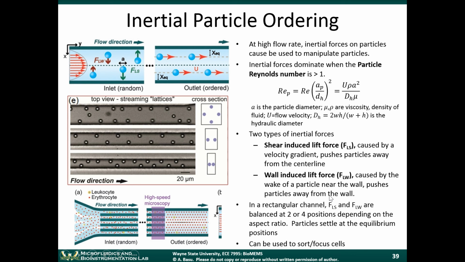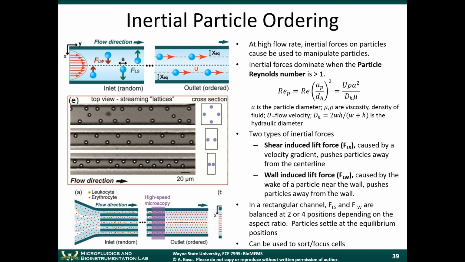You have a second type of force called the wall-induced lift force, F_LW. This is caused by the wake of a particle near the wall, and this pushes particles away from the wall. Okay, so this inertial force actually pushes the particle in the opposite direction. So you can see that there's two forces at work here. The wall-induced lift force is most significant near the walls of the channel. The shear-induced lift force becomes more significant as we go towards the center line.